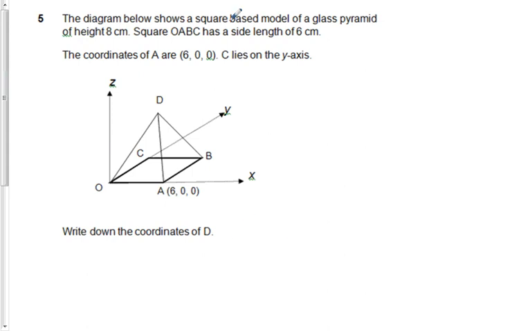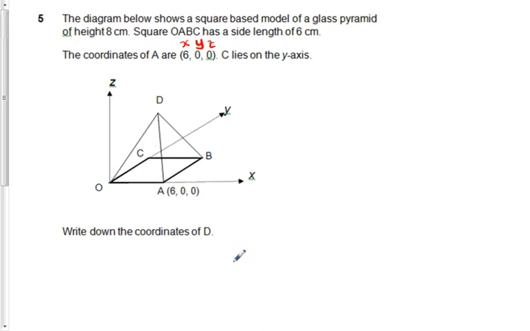Question 5 is a 3D coordinates question. The diagram shows a square-based model of a glass pyramid of height 8 centimeters. The square OABC has a length of side 6 centimeters. The coordinates of A are (6, 0, 0), remembering that our coordinates are x, y, z. C lies on the y-axis. So we can see that C goes from 0 backwards into y.